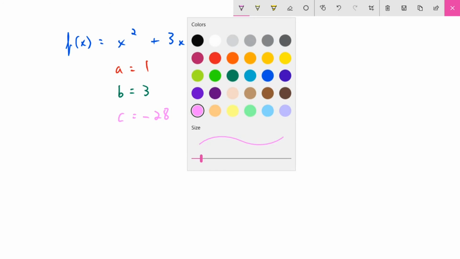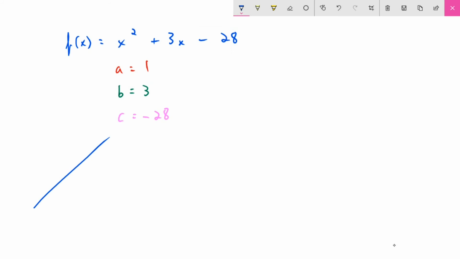So now we're going to draw the x, there it is, and fill in our blanks. The top is going to be a times c. So in this case, it's going to be negative 28. And in our bottom spot, it's going to be b, which in this case is 3. Now we need to find two numbers that multiply to give me the top number and add together to give me the bottom number. We can see the top number is a negative, which immediately lets us know we're going to have one positive and one negative number.